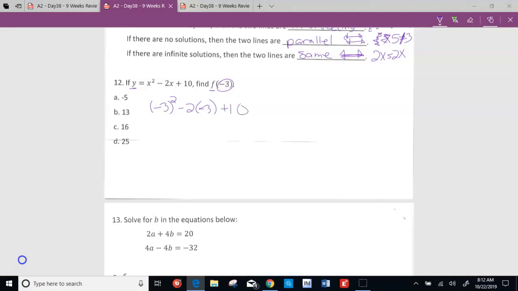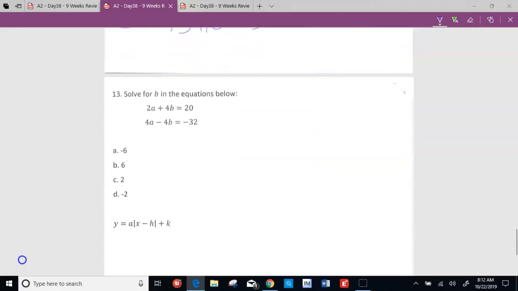Negative 3 times negative 3 is a positive 9. A negative 2 times a negative 3 is a positive 6. We have a plus 10 at the end. Now we just do addition. 9 plus 6 is 15, plus 10 would give us 25. That should be an easy question. Hopefully no one misses that one if it appears on the test.